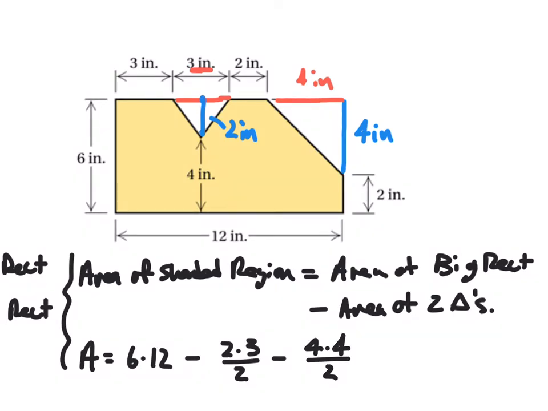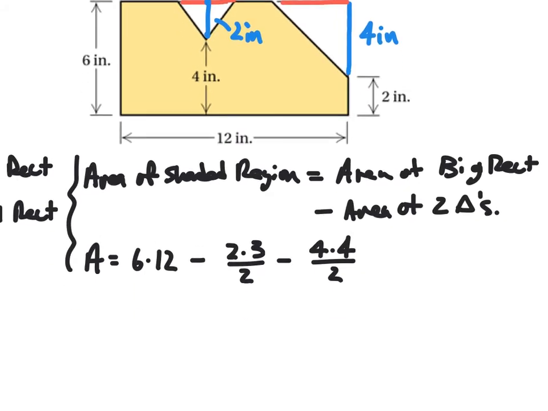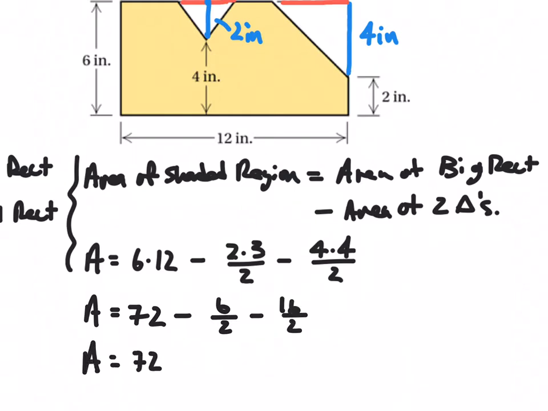All right, so let's actually do the math here. Let's do area is equal to 6 times 12. 6 times 12 is going to give me 72, minus 2 times 3, which is 6 over 2, minus 16 over 2. So my area is 72, minus 6 over 2 is 3, 16 over 2 is 8. So I've got 72 minus 3 minus 8.